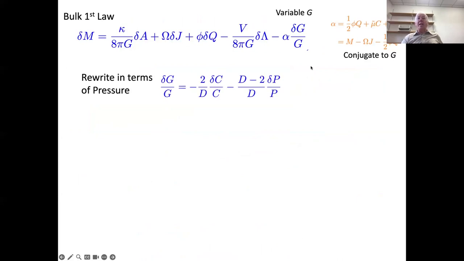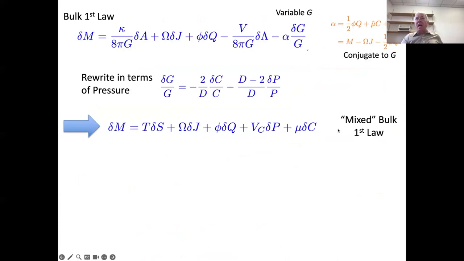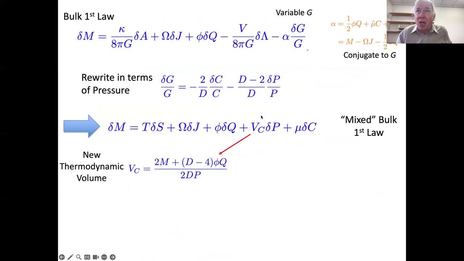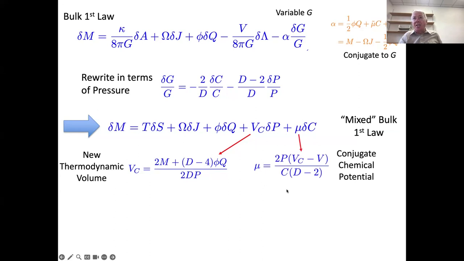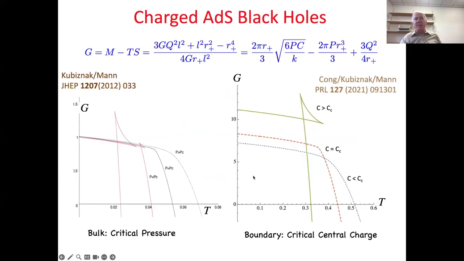What we did is rewrite this in terms of pressure so that now you've got a kind of hybrid or mixed bulk first law. And as a consequence, the conjugate of pressure is now a different quantity than the standard thermodynamic volume. We called it VC. And the conjugate chemical potential in this is not mu tilde. It becomes this thing right here. This satisfies this reverse isoperimetric inequality that I stated before, provided mu is negative, which it typically is.